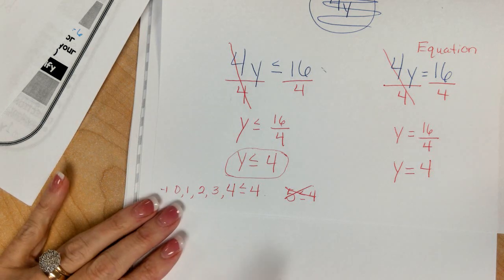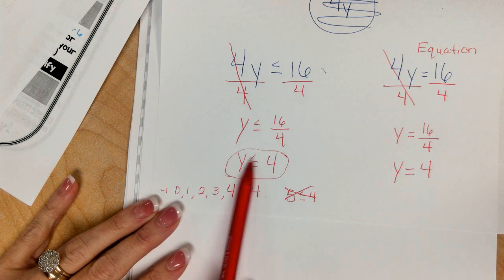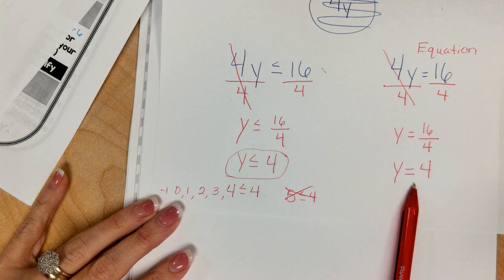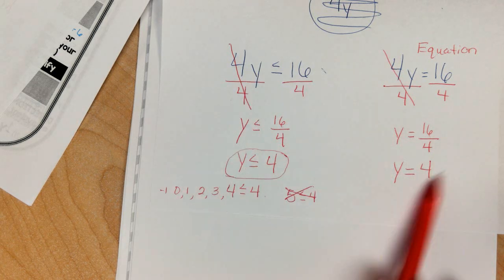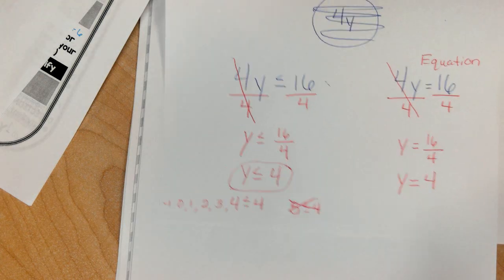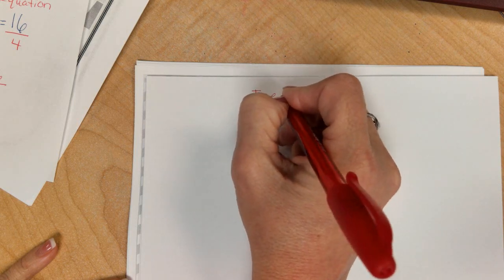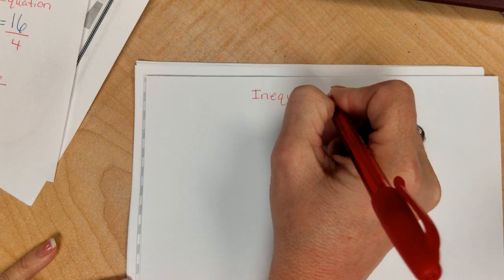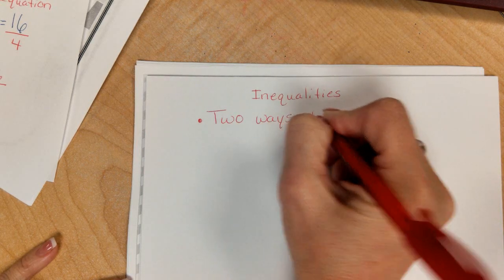Okay. All right, so remember, an inequality, many solutions. An equation, only one solution. Now, that brings us to our next step, because you all already knew how to do this pretty much. Because when we did our ratios, we had to turn our ratios into equations and solve. Now, when you are talking about inequalities, there are two ways to write your answer.